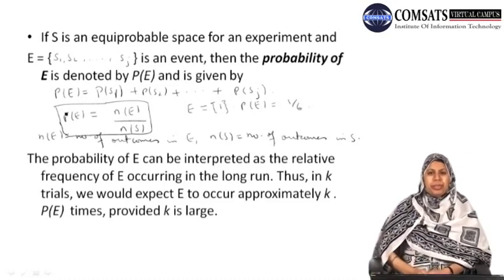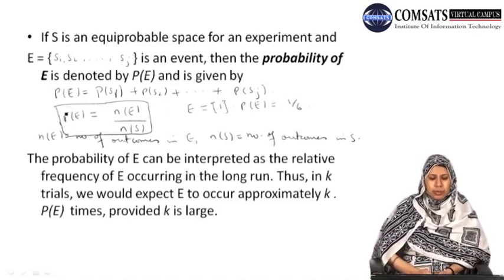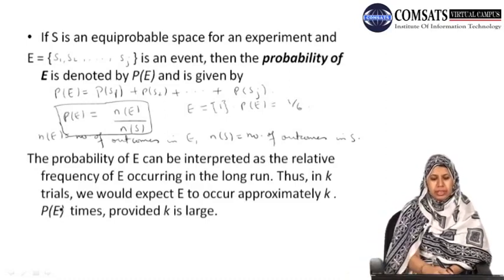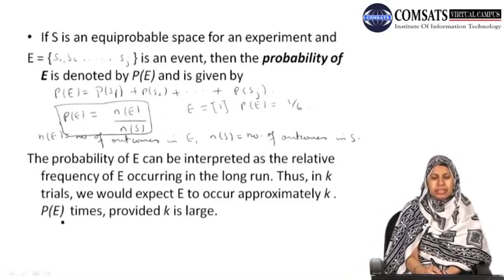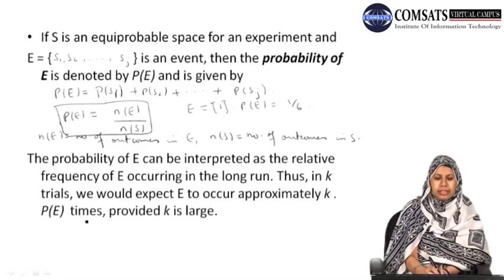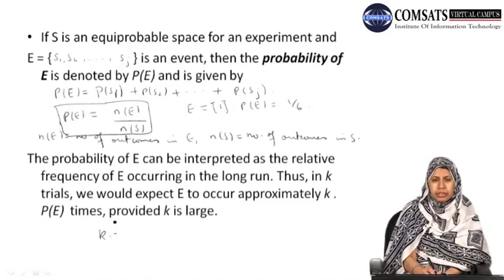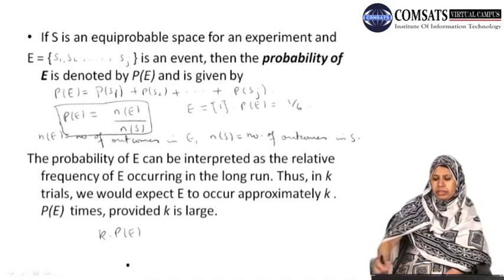We can interpret the probability of an event as the relative frequency of the event E occurring in the long run. Thus, in K trials, we would expect the event E to occur approximately K times the probability of E, provided K is large. That is, if we know the probability of an event E and we are performing K trials, then the expected number of occurrences will be the number of trials into the probability of the event.